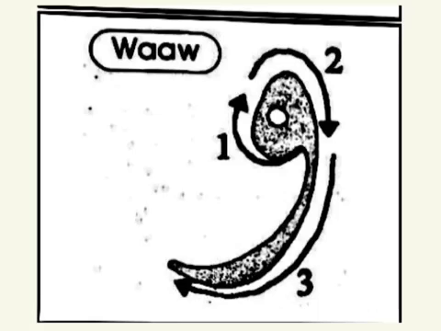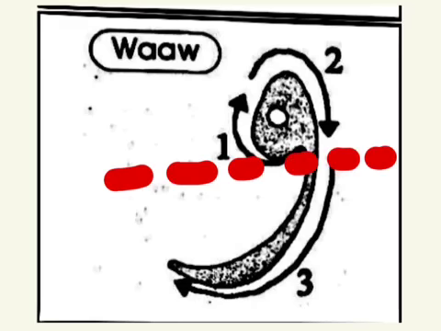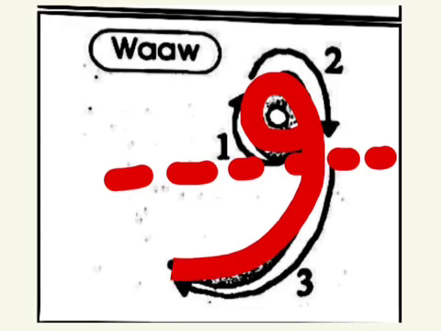Our next letter is the letter Waw. Waw can be pronounced in two different ways. It can be pronounced Wa as a consonant or Oo as a vowel. It's going to go below the line, but it starts above the line. We're going to start it here, loop it around, and go down below the line.